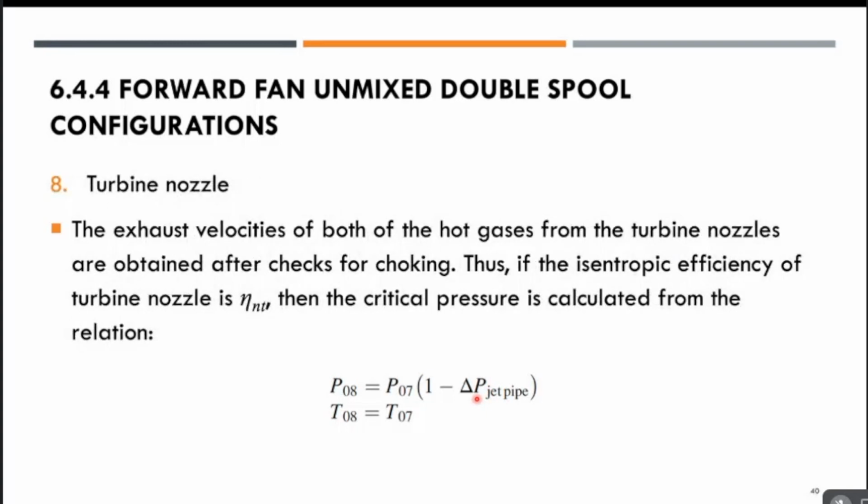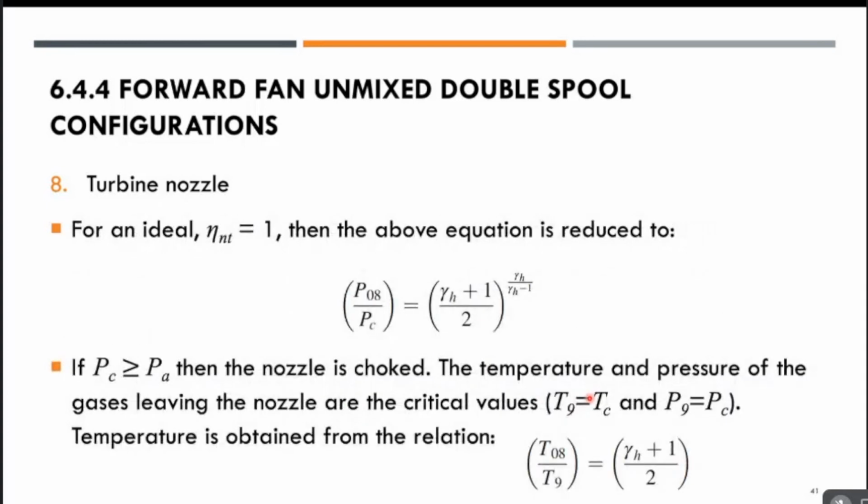Moving into the turbine nozzle, the exhaust velocity of the hot gases from the turbine nozzle is obtained after checks for choking. We want to know whether the nozzle is choked or unchoked. If the isentropic efficiency of the turbine nozzle is zeta_nT, then the critical pressure is calculated from this relation. For the turbine nozzle, when the condition is ideal, where zeta_nT equals 1, the earlier expression can be reduced over here.